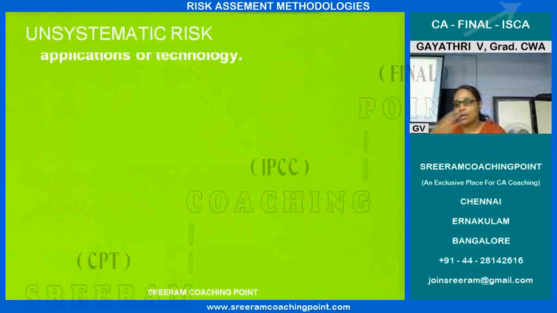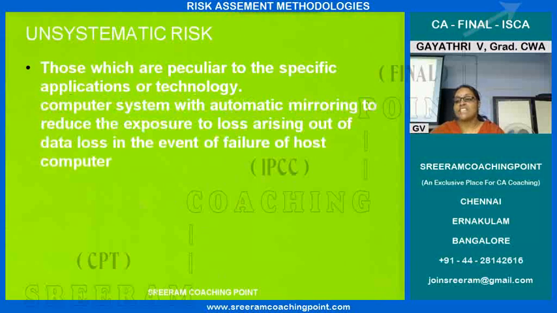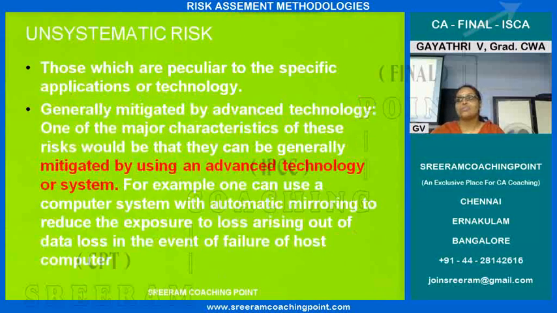Unsystematic risk: those which are peculiar to the specific application. You cannot predict it at all. It is unsystematic. Generally mitigated by advanced technology. Because it is specific, Kai Vaidya will not work. Your Hajmola Vicks won't work. Right? So here, one of the major characteristics of these risks would be that they can be generally mitigated by using an advanced technology. Yes?